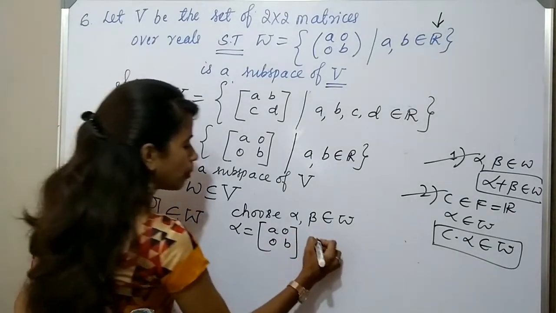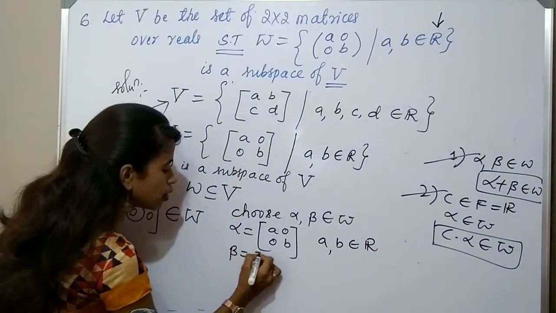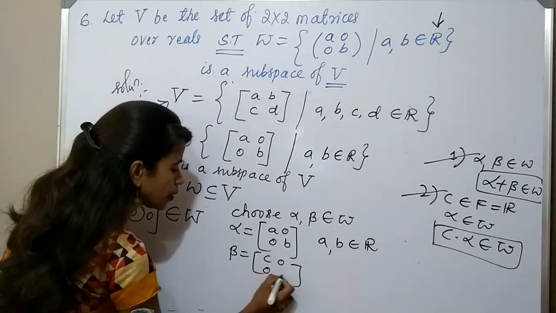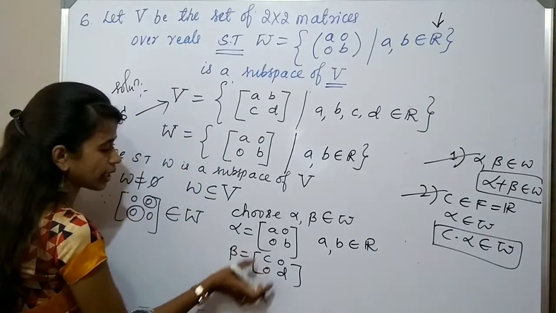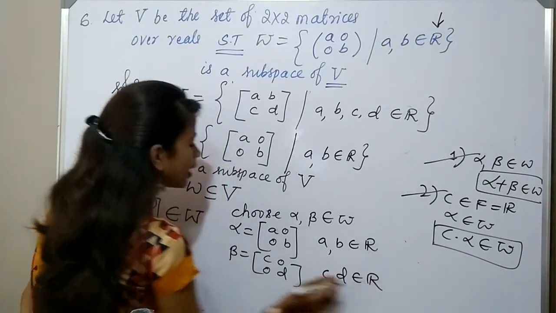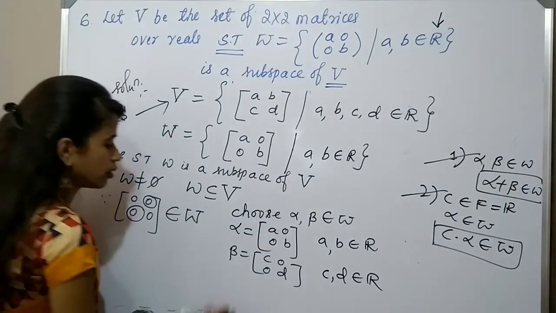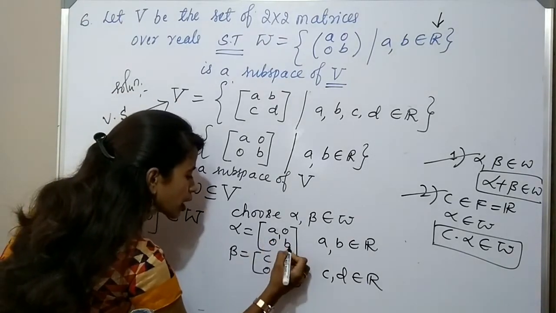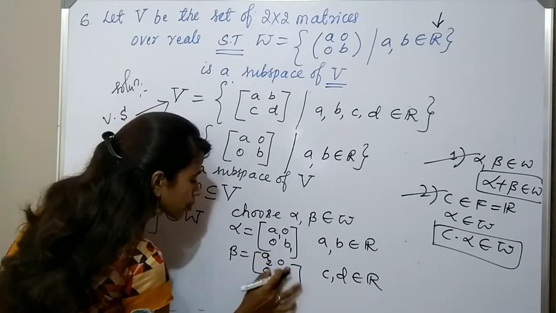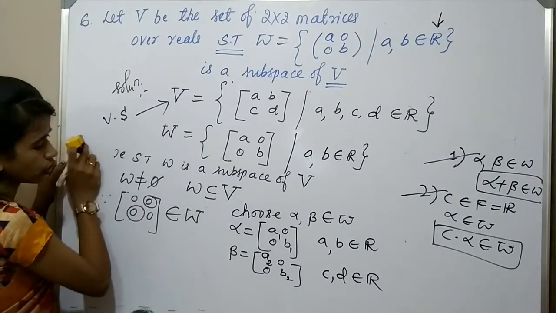where A, B belong to R. And beta also belongs to W, so beta is also a 2 by 2 matrix, say [C, 0; 0, D], where C, D also belong to R. For your convenience, I am taking A1, B1 for alpha and A2, B2 for beta. Now, what do we have to show?